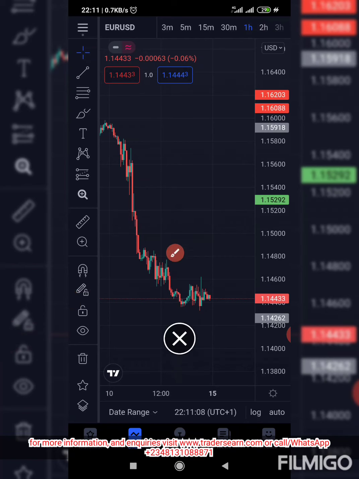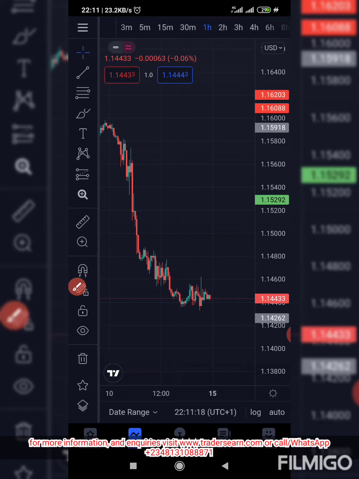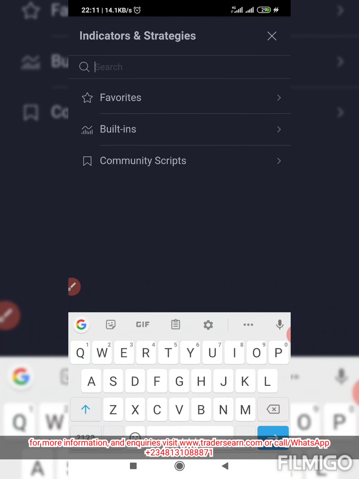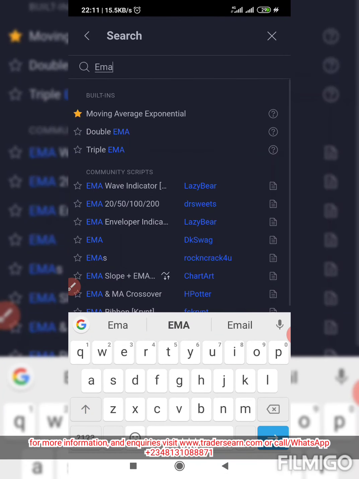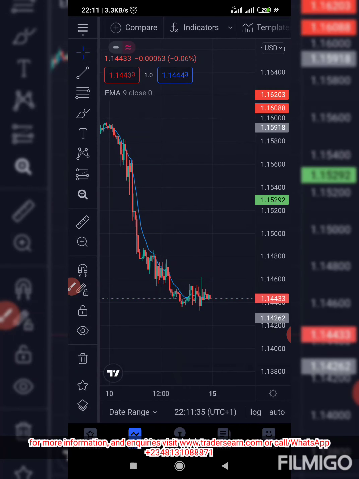So to add it, you just come up here, you come up to this place. Can you see? You just scroll to the left and scroll, then you tap on indicators. Can you see? Then you search. We'll be using EMA, exponential moving average, or moving average exponential, depending on how you want to put it. Then I'll add it to my chart. Immediately I tap on that, it shows up on my chart. Can you see it? That's the blue line you are seeing around the chart.